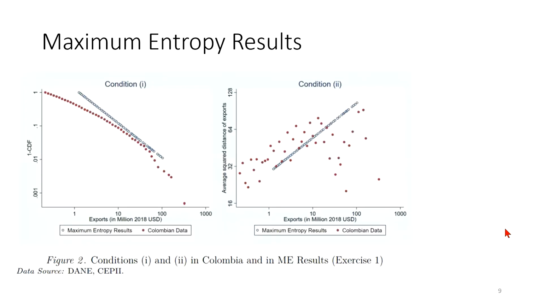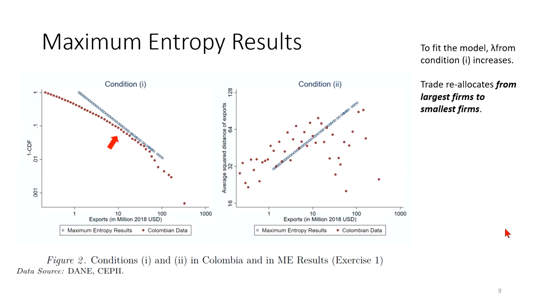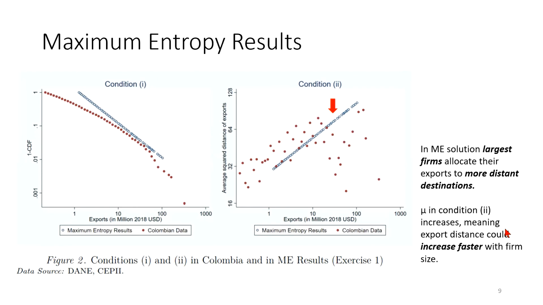So these are the results where I compare the solution from the maximum entropy problem to the original data, conditions 1 and 2. And basically what we observe in the left panel is that to make the model fit, I have to reallocate trade from the largest firms to the smallest ones. And also from the right panel, I need the largest firms to export to longer distances, right? So that's basically the adjustment I could make in order for the model to fit.